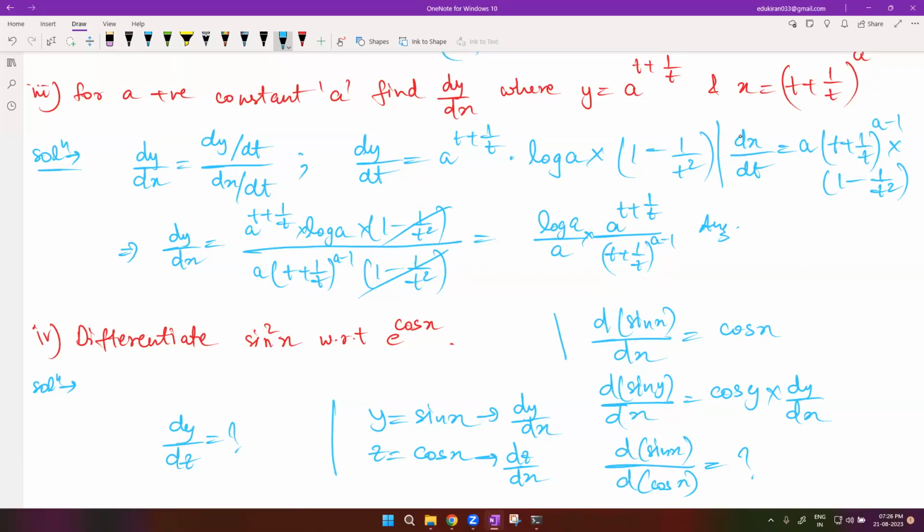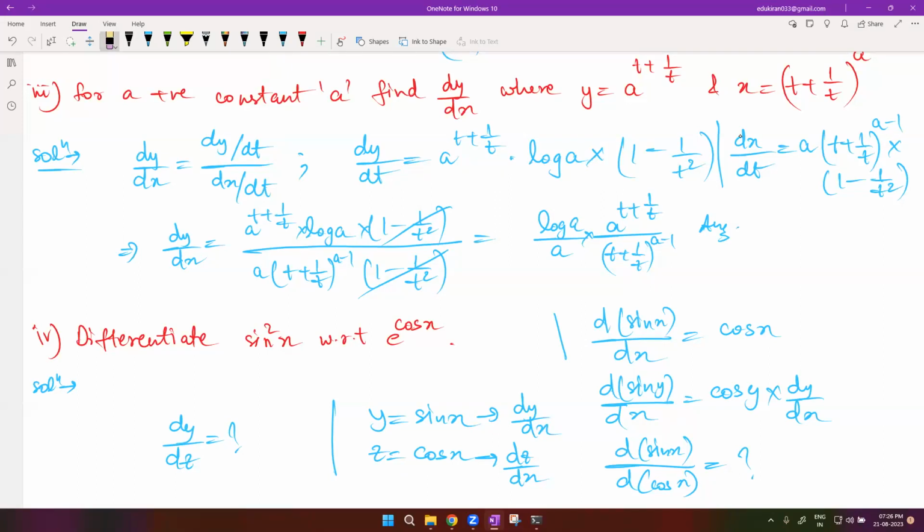The work you did above was also the same. There, y in terms of t and x in terms of t was given, and then you found dy by dx. So the same thing can be done here, and the question can be solved.